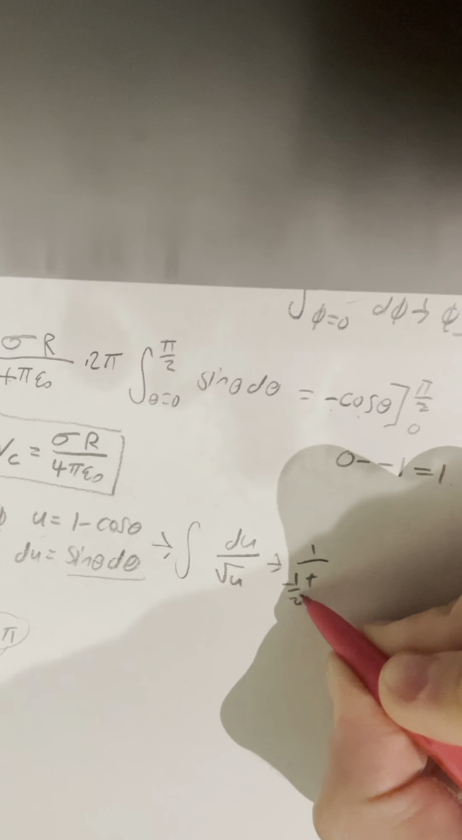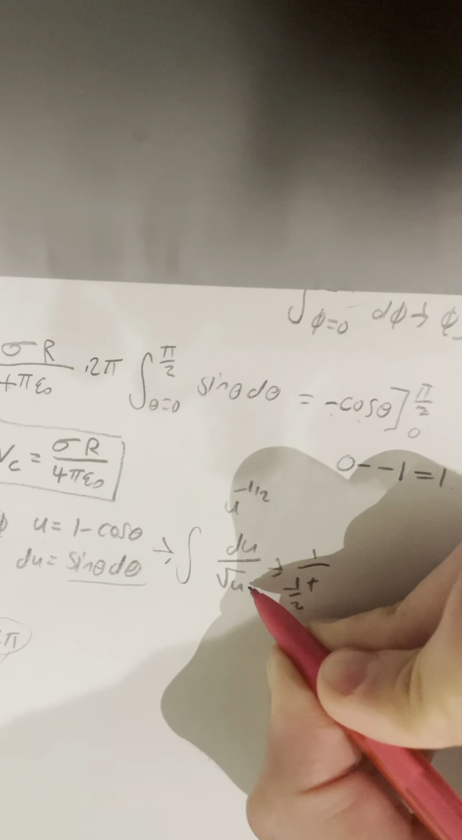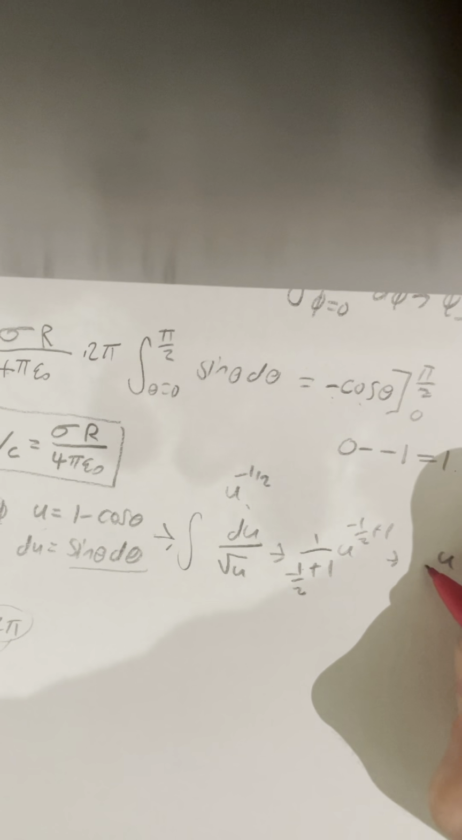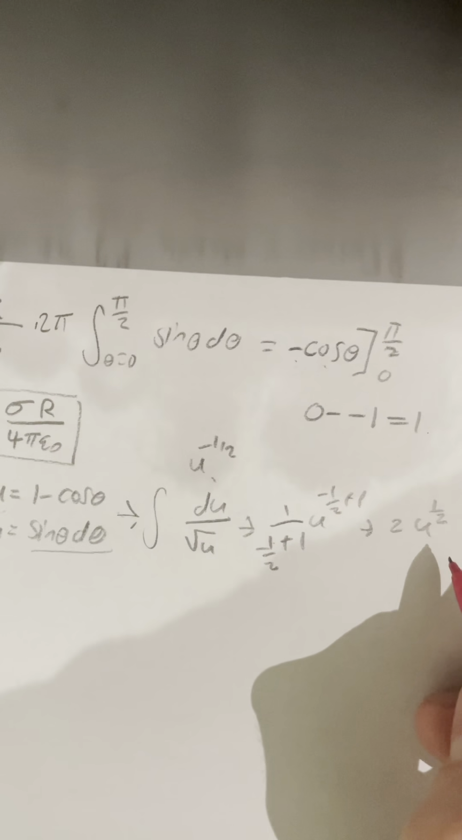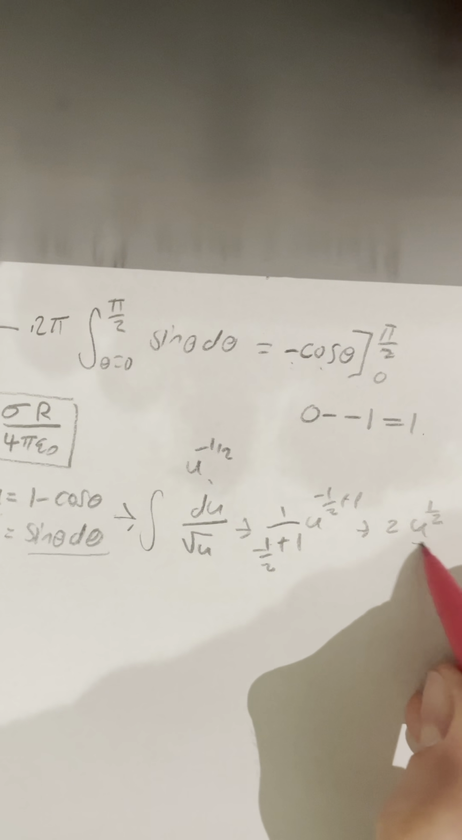Half minus 1/2, because this is equivalent to 1/2 right here. This is equivalent to each other. So minus 1/2 plus 1, u to the power of 1/2 plus 1. So then we get 2u^(1/2). And so now we should be able to evaluate this, after we plug back in what u is.